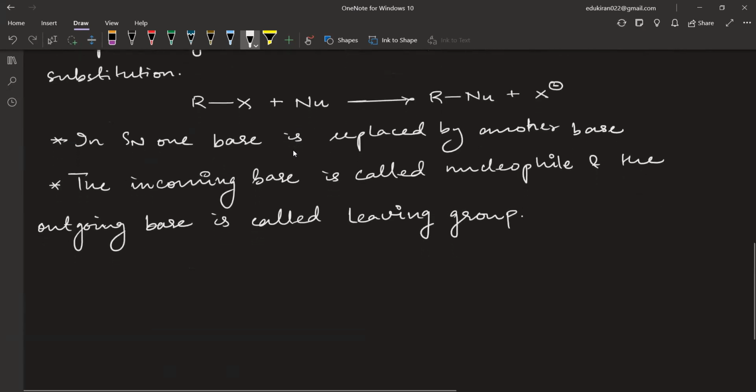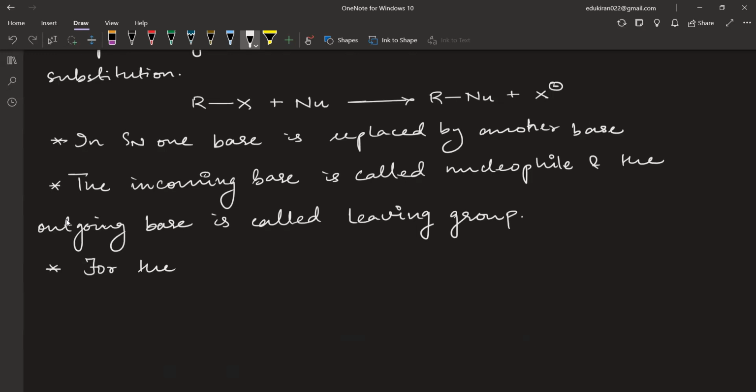Now, achha, which should be stronger? The nucleophile or the leaving group? Tell me, which should be stronger? Nucleophile, because nucleophile is kicking someone out from their home. So nucleophile should be stronger, right? And for the feasibility, the X, that is the leaving group, it should be weaker. Please write for the feasibility.